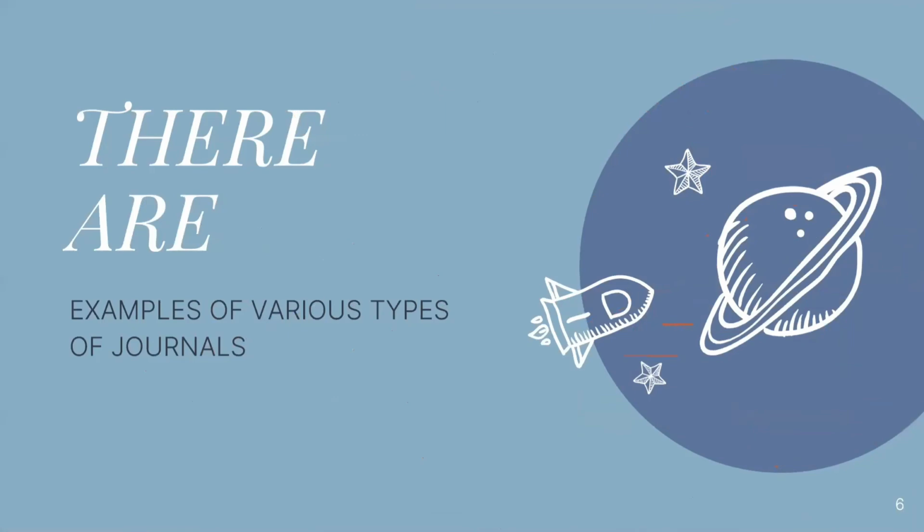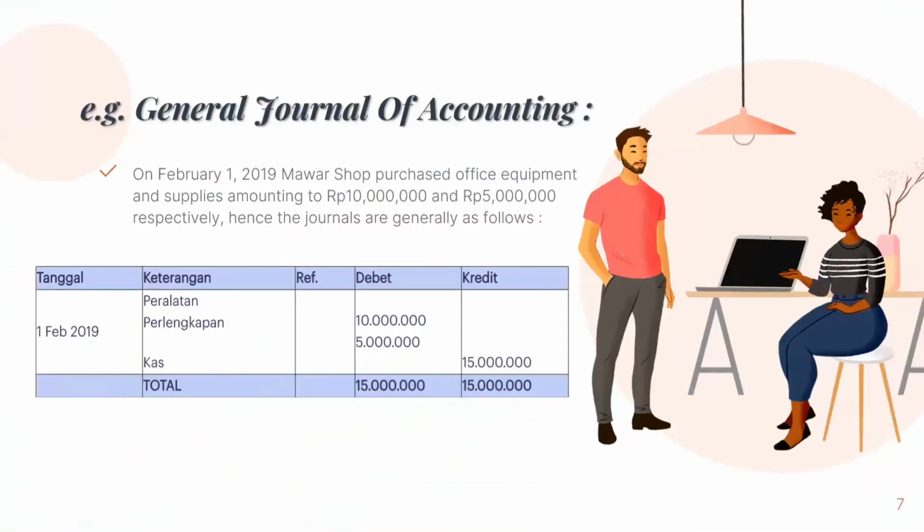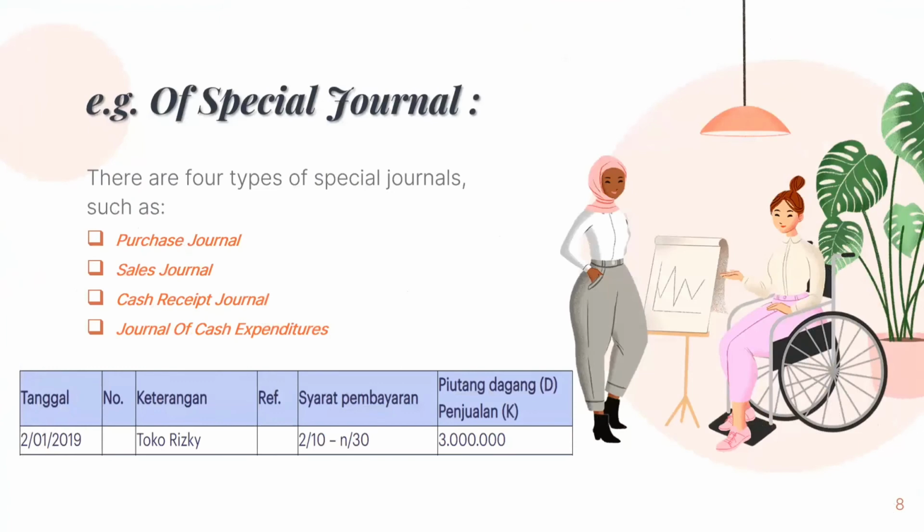There are examples of various types of journals. This is an example of General Journal of Accounting. This is an example of Special Journal.